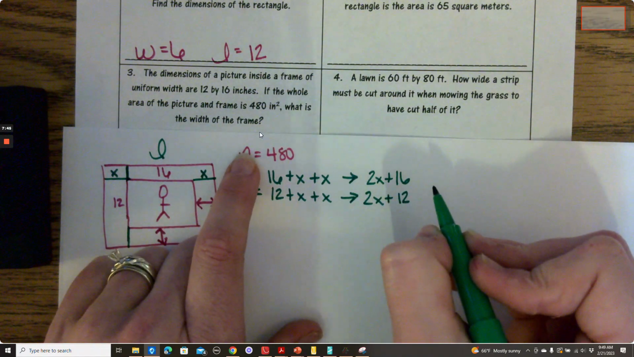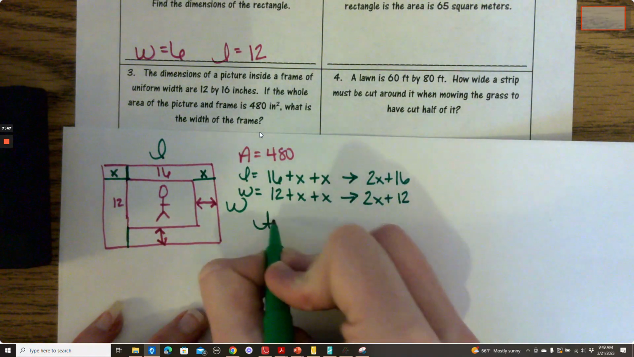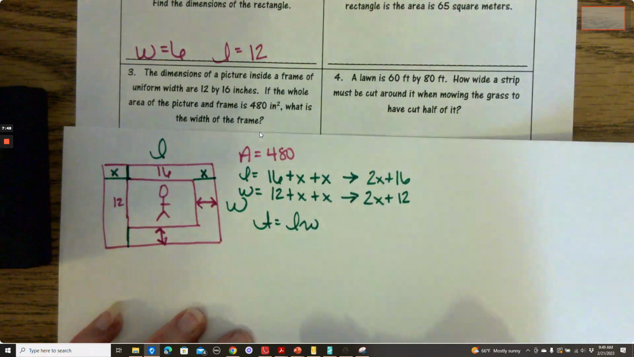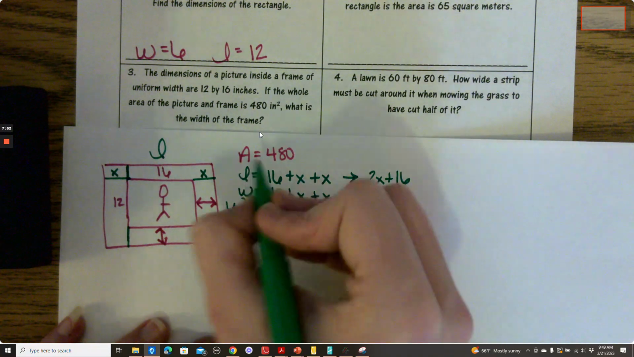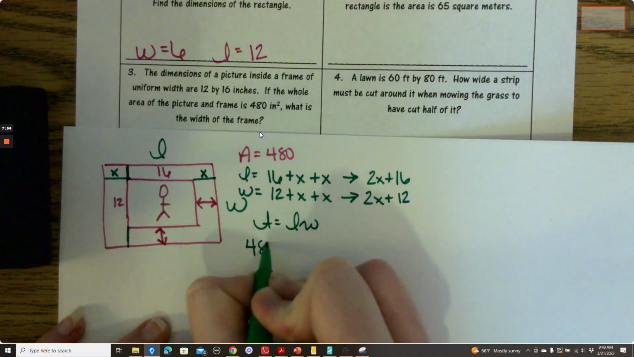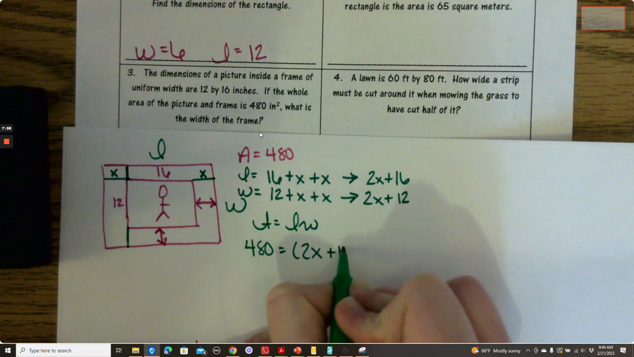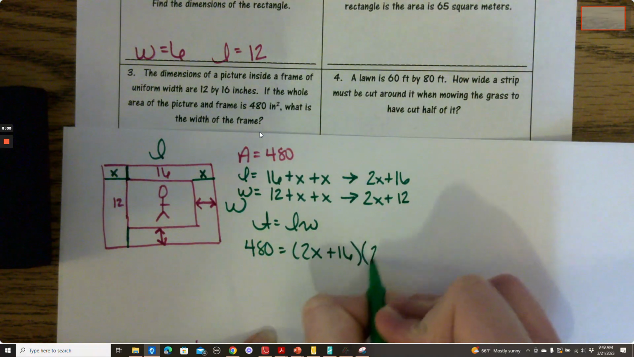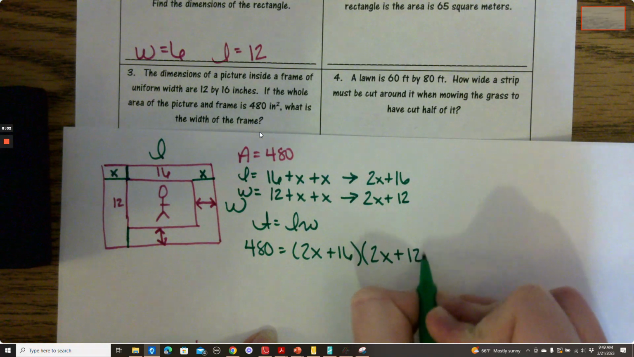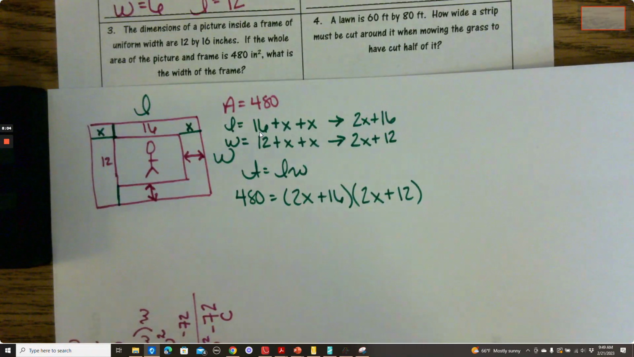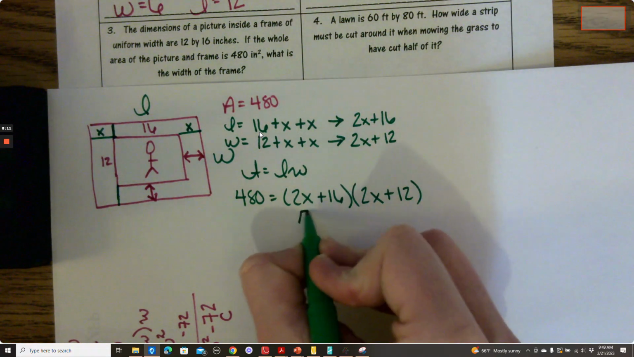All right, so area. Same deal. Area equals length times width. Area is 480. Length is 2X plus 16. Width is 2X plus 12. Not quite a quadratic yet. So we're going all the way back to last unit. We have to FOIL this.